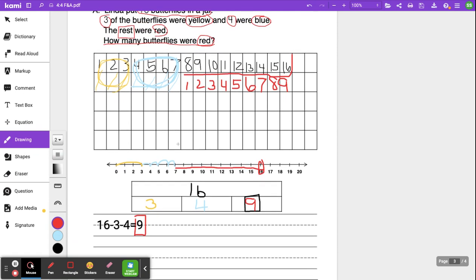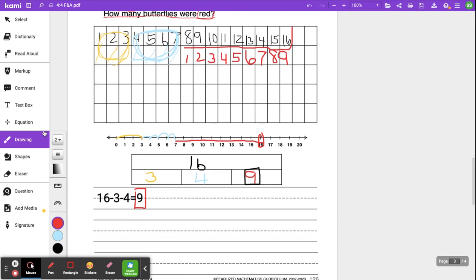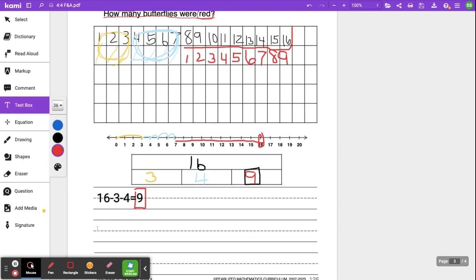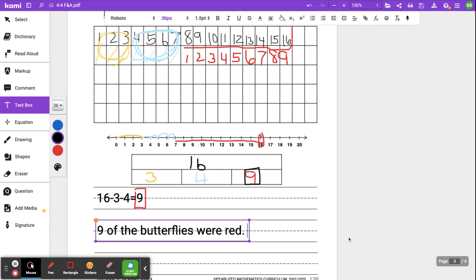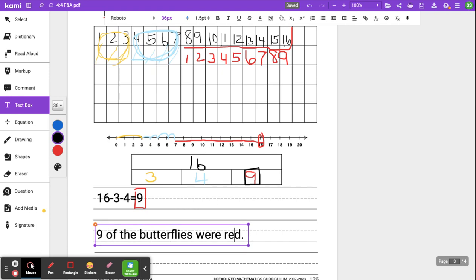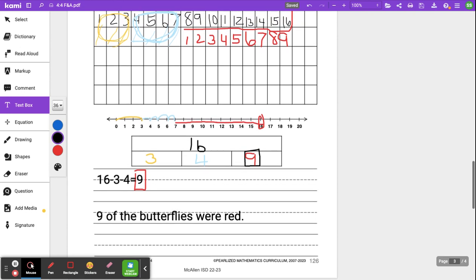Let's go back and look at the question. How many butterflies were red? And let's type our sentence. Do you remember what we said, how we can use the question? Yes. Good. So we're going to say 9 of the butterflies were red. Remember your period at the end. All right. And that's all that you're going to do.